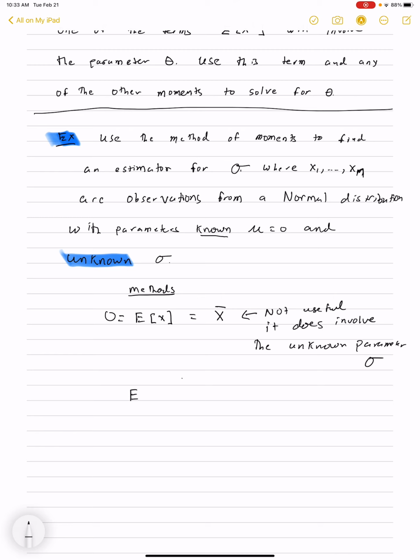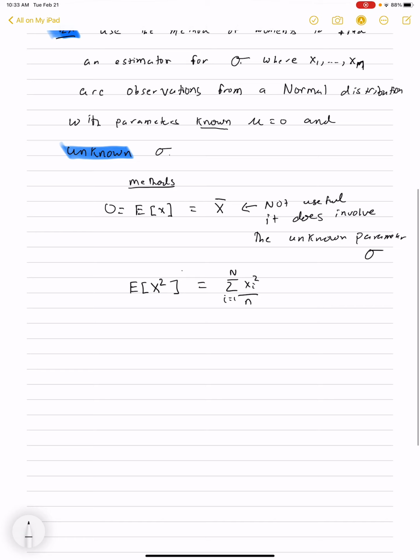So instead we need a moment that involves the unknown parameter sigma. So I'm going to try E of x squared. This is going to be equal to the summation of xi squared over n from i equals 1 to n. Now you might ask, what is E of x squared? So we need to figure that out.